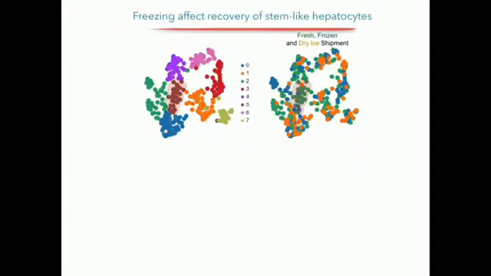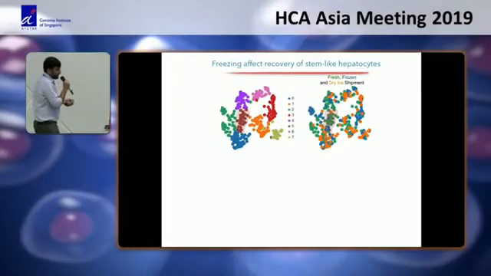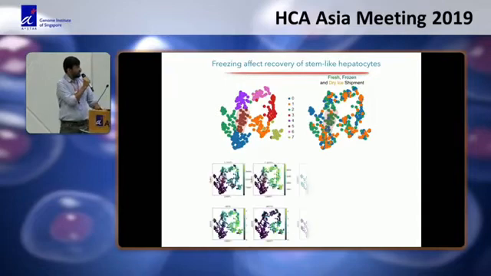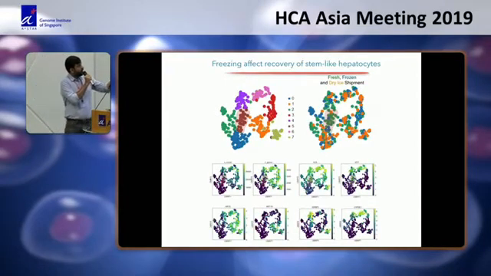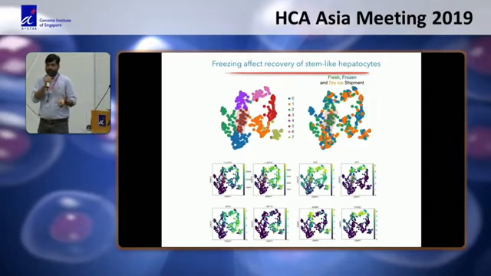When we looked specifically into hepatocytes, because in hepatocytes we see this bimodal distribution to begin with, interestingly, there's this one cluster. We completely lose this cluster 5, which is in brown here. And you see these cells are only coming from the fresh samples.